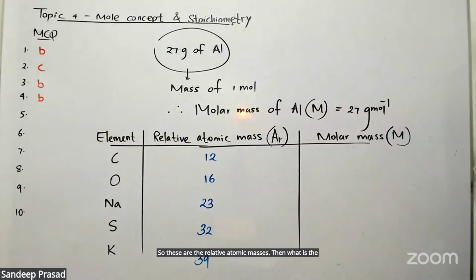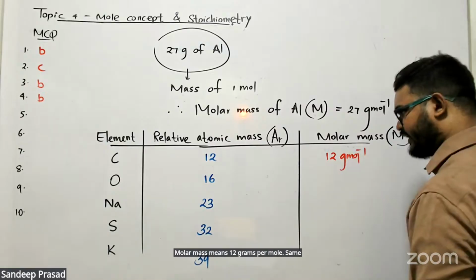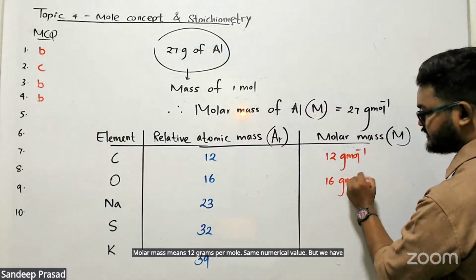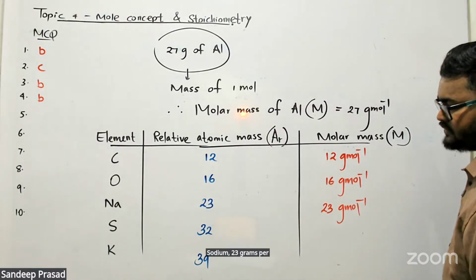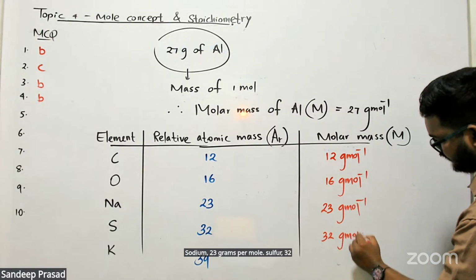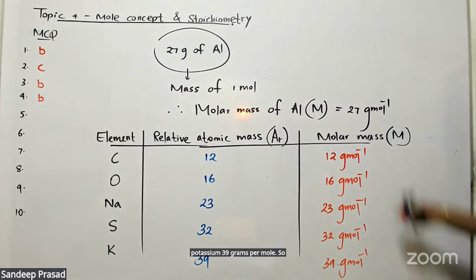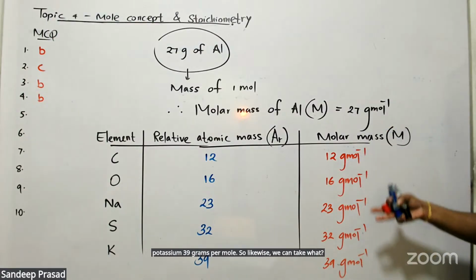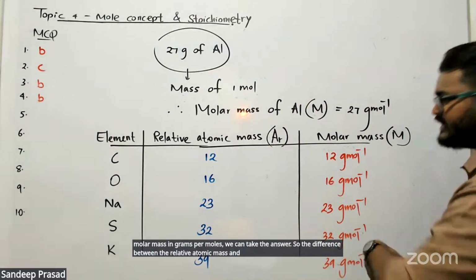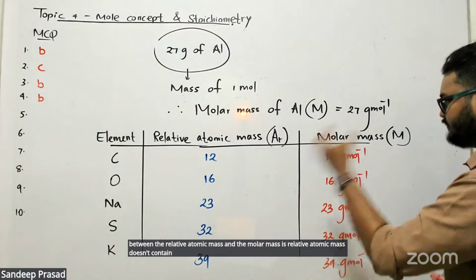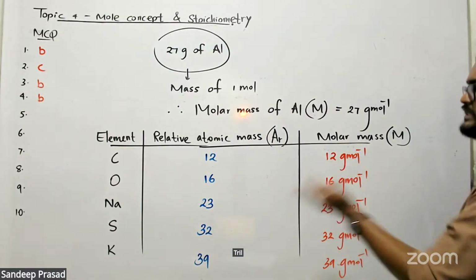Then what is the molar mass? Molar mass means 12 grams per mole. Same numerical value, but we have a unit like this. 16 grams per mole. Sodium, 23 grams per mole. Sulfur, 32 grams per mole. Potassium, 39 grams per mole. So the difference between the relative atomic mass and the molar mass is that relative atomic mass doesn't contain a unit, but molar mass has a unit like grams per mole.